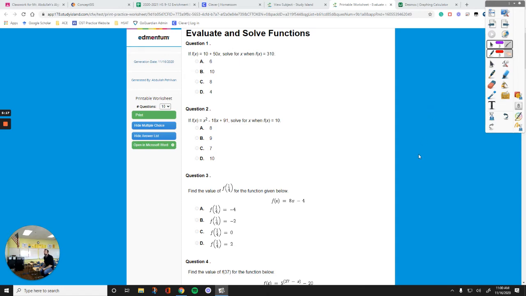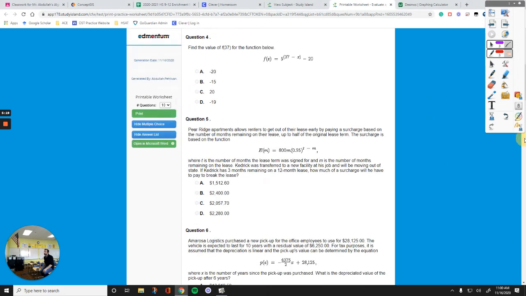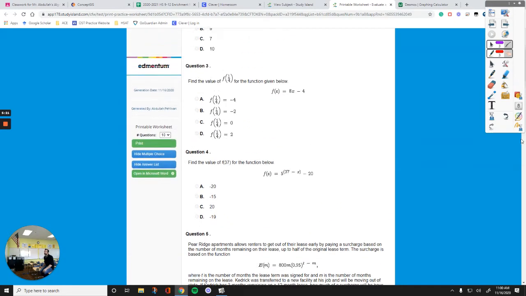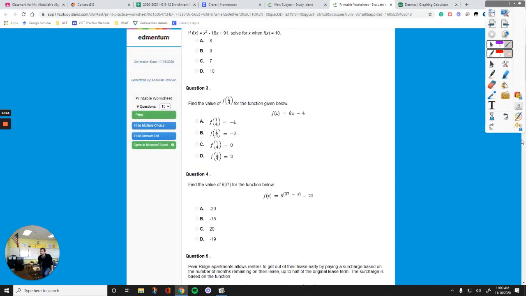Okay, let's see. I'll do number 3 because that's different. Oops, wait a second. Okay, number 3 and 4 are exactly the same. Let me do both, because whichever I do, I know that some of you will complain. Okay, find the value of f of 4. The function notation is f of x.